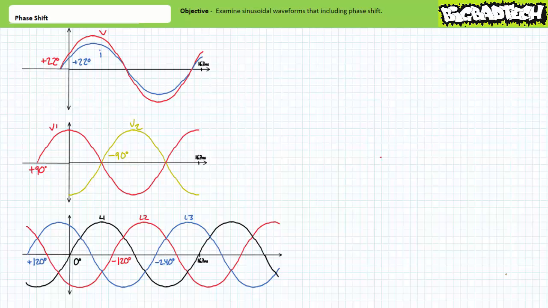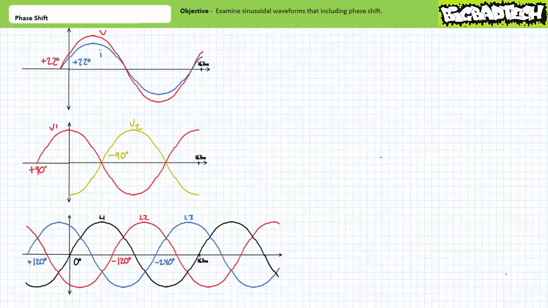Finally, for the third example problem on the bottom, looks like we've got 3 voltage waveforms, L1 in black, L2 in red, and L3 in blue. We're assuming L1 in black is our reference waveform, and it has a phase shift of 0 degrees. L2 in red has a phase shift of negative 120 degrees, and can be said to lag L1 by 120 degrees. We're given an option for L3 in blue. Does L3 lag L1 by 240 degrees, or does it lead it by 120 degrees?